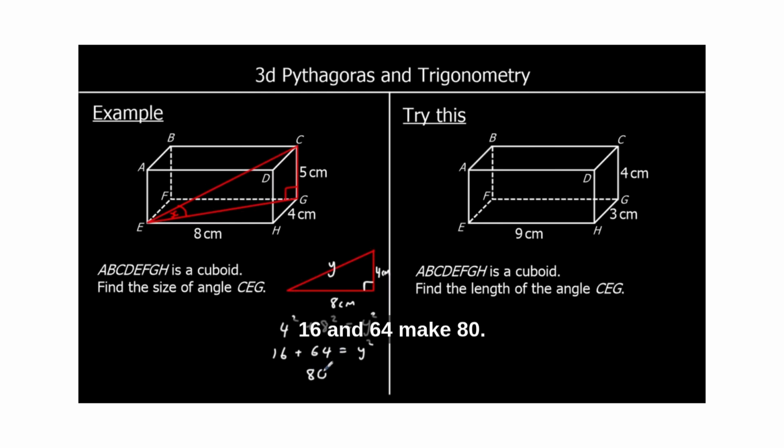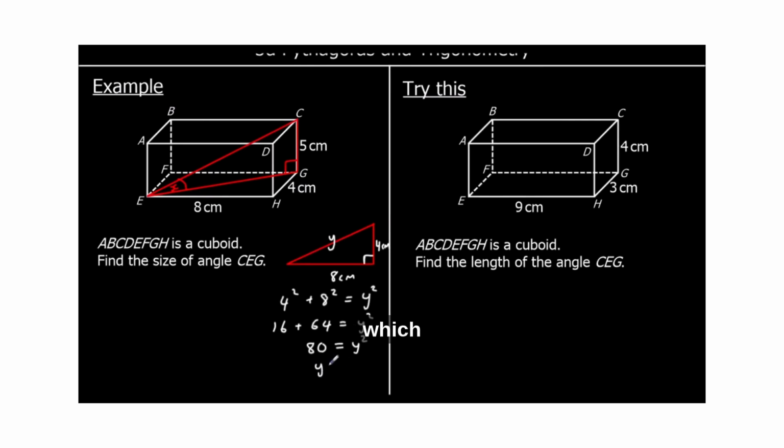16 and 64 make 80. So y squared is 80, which makes our y root 80. So E to G is root 80. So now we can use SOHCAHTOA on our triangle CEG.